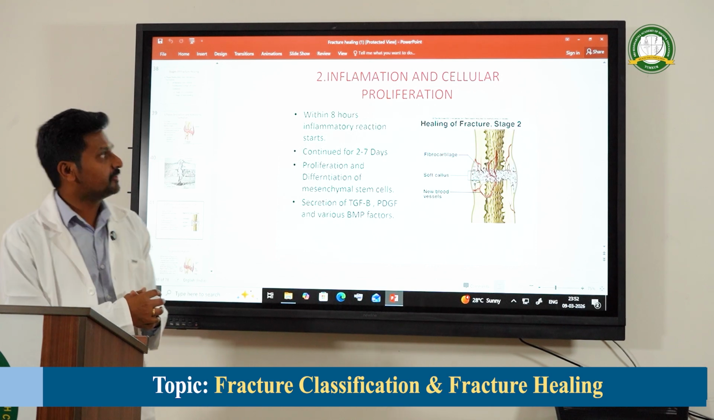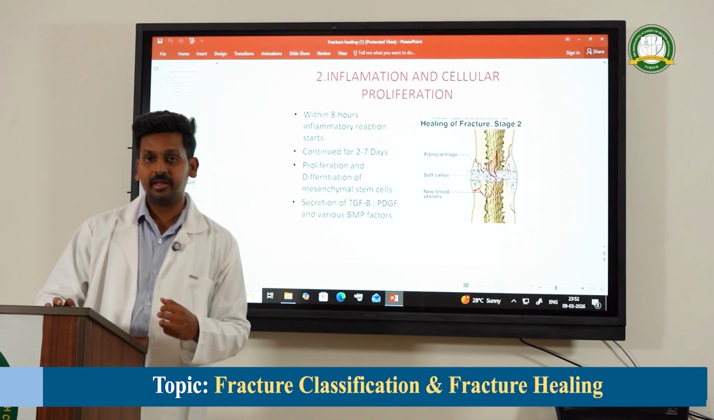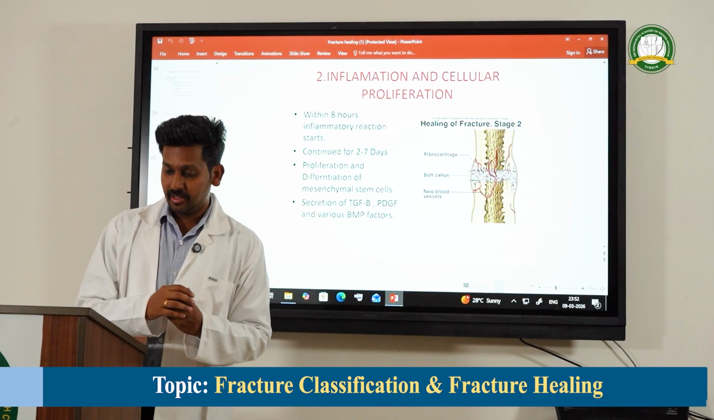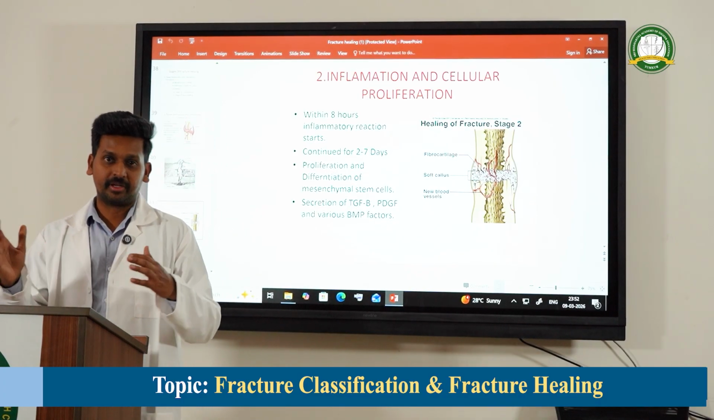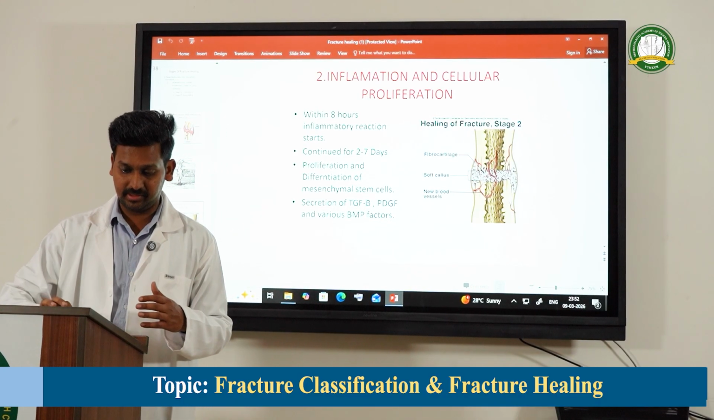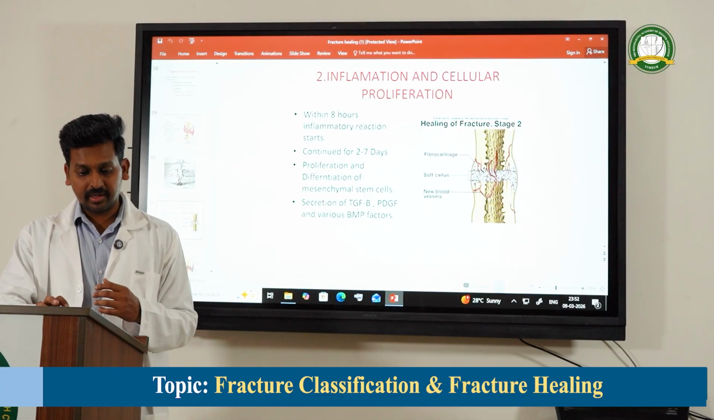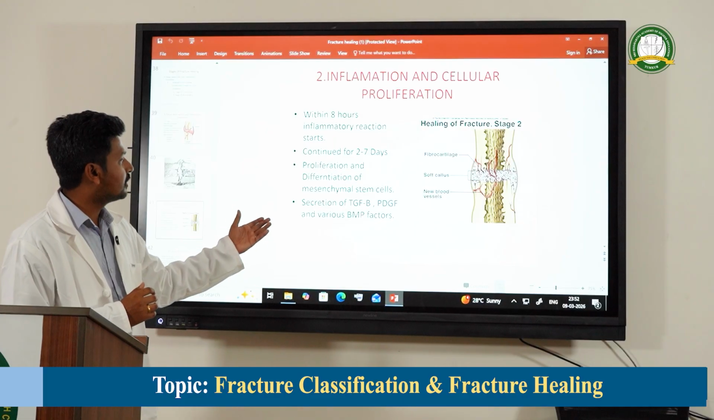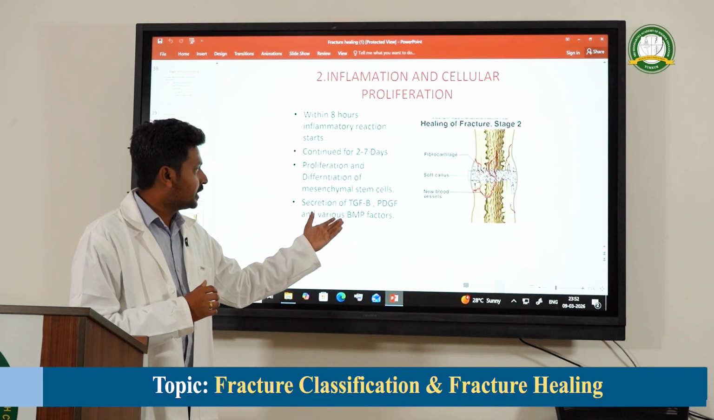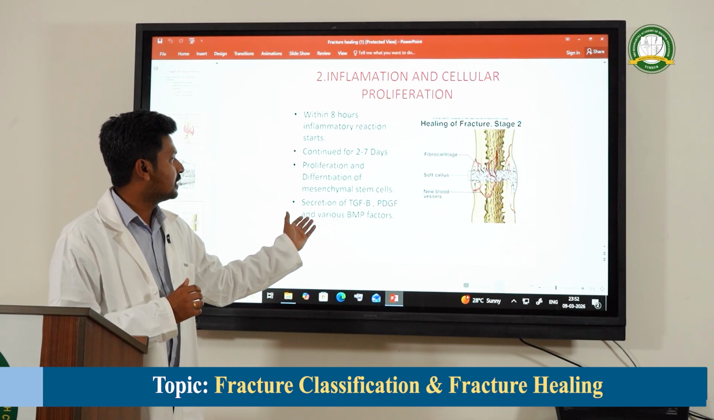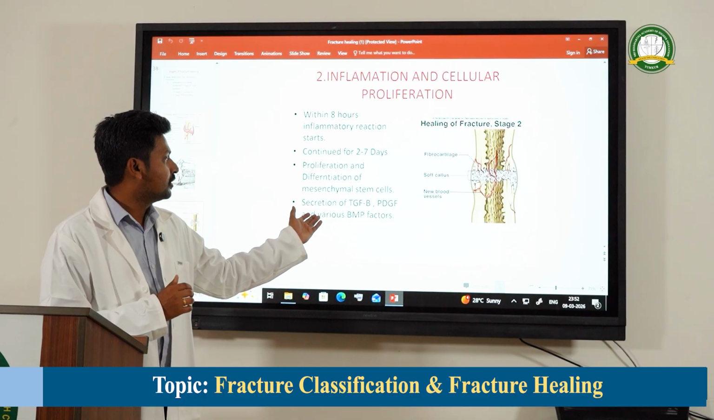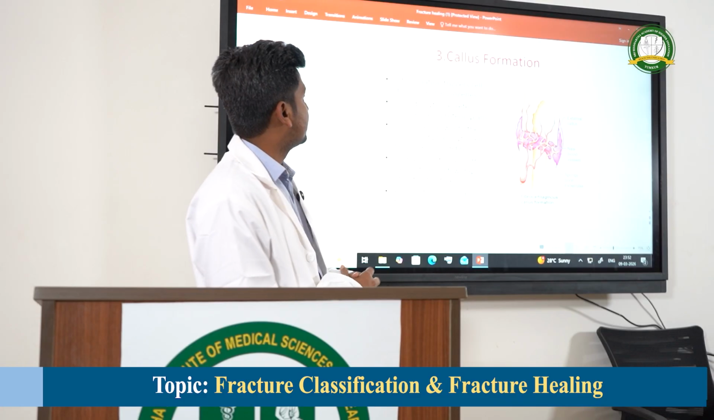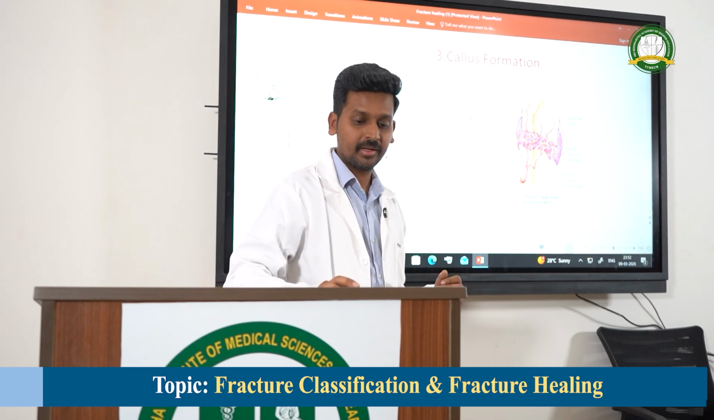So the second stage is inflammation and cellular proliferation. It usually starts within 8 hours of injury and continues for the first week. From around 2 to 7 days, there is proliferation and differentiation of the mesenchymal stem cells, and there is secretion of transforming growth factor beta, platelet-derived growth factor, and various bone morphogenic proteins.